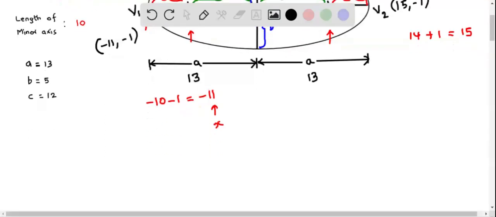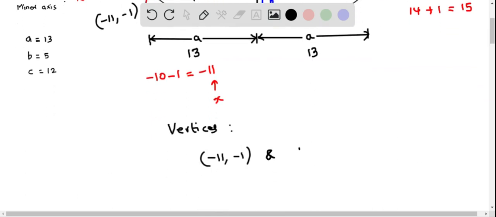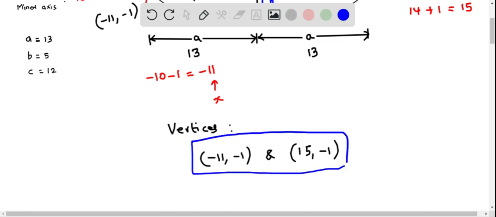So we now see that the coordinates of the two vertices are (-11, -1) and another one is (15, -1). So these are the coordinates of the two vertices. And so answer choice 4 is correct.